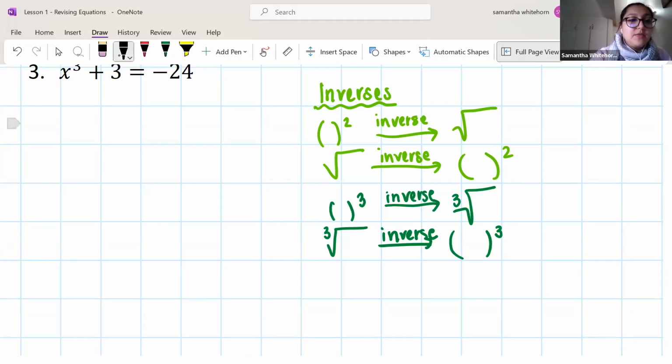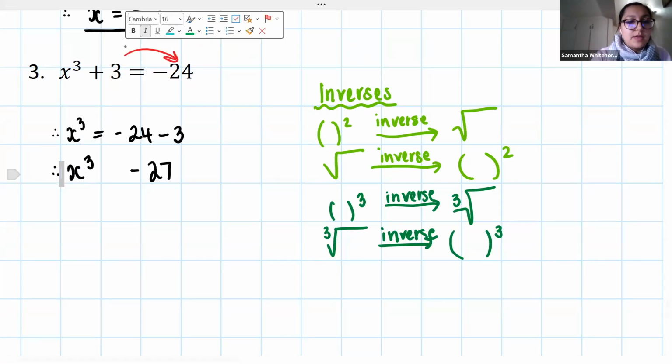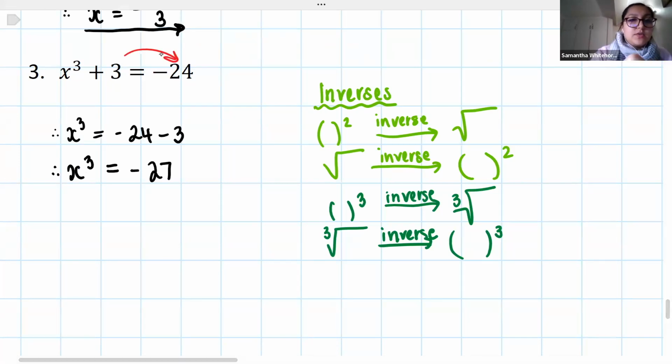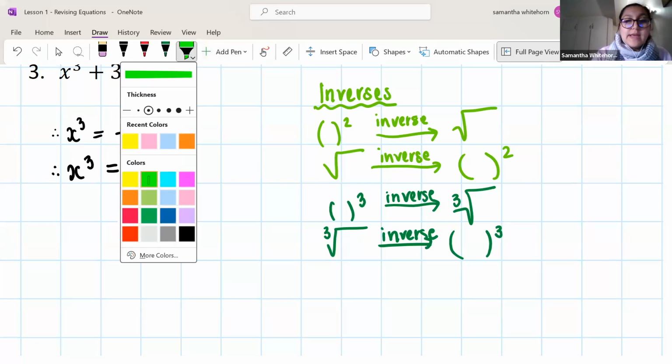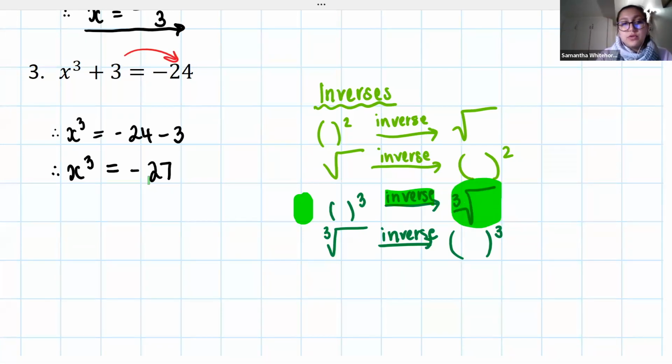And so what we have is x cubed is equal to minus 24 minus 3. And we know that minus 24 minus 3 is equal to negative 27. Okay. Now, if we go to the little breakdown that I gave here, we have something cubed. So we're looking at this third statement over here, which means our inverse is to cube root it.